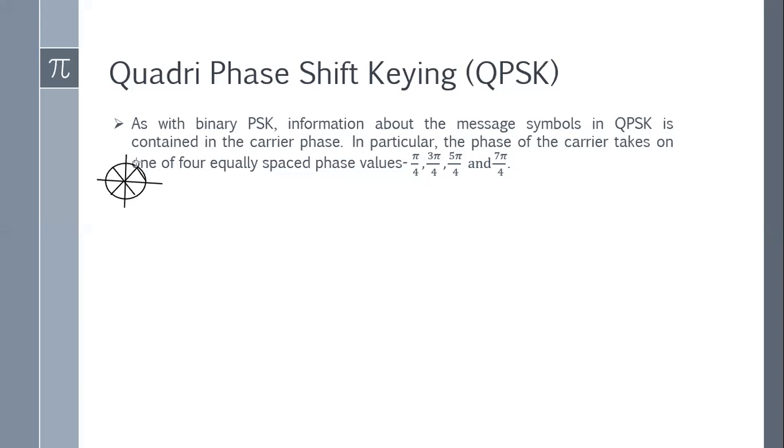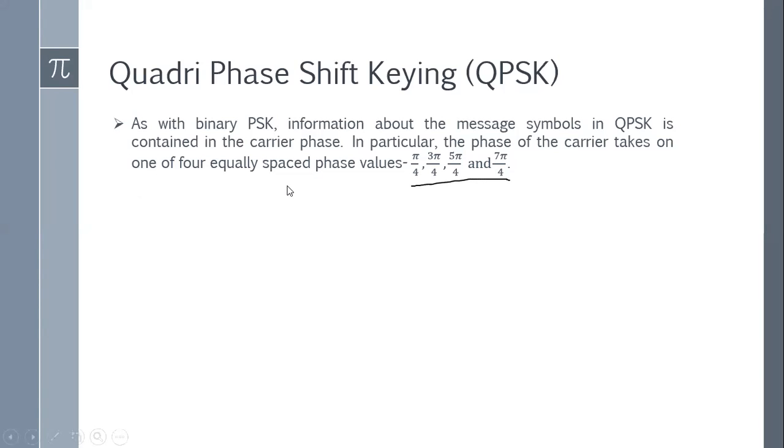Now I will place the messages in these four quadrants. You can also do it another way, taking different phases, but these phases should be at a distance of 45 degrees from each other. These are the phases that we'll be using: pi by 4, 3 pi by 4, 5 pi by 4, and 7 pi by 4 to represent four different symbols. Okay, so let us proceed.